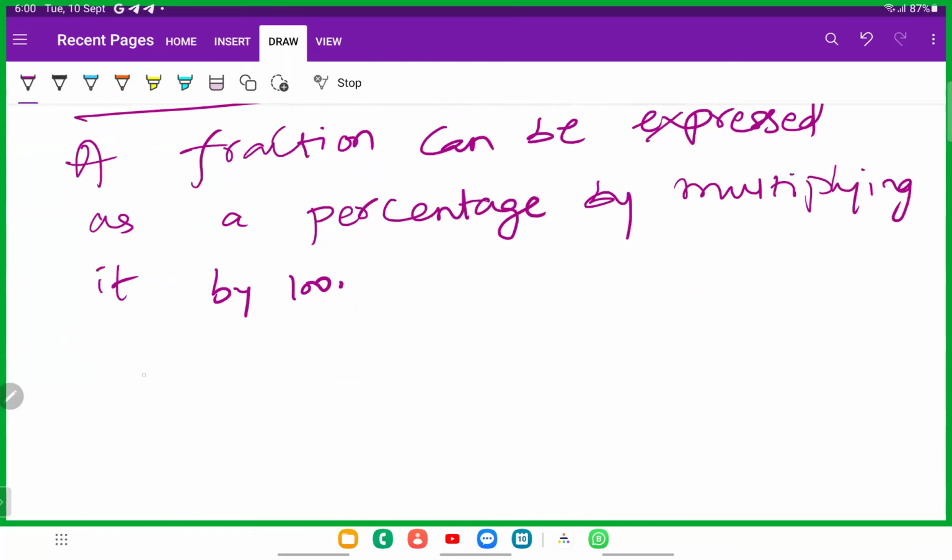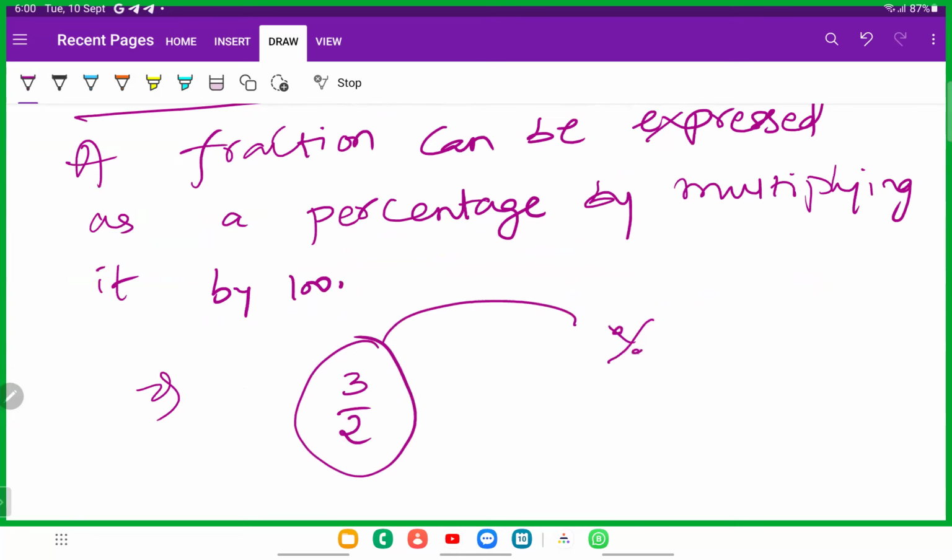Suppose I want to tell you that 3 by 2 is one fraction. If I want to convert this fraction into a percentage, what do I simply do? 3 by 2 into 100. So you anyway know that 2 ones, 2 fifties. 50 into 3 is nothing but how much? So it is 150%.